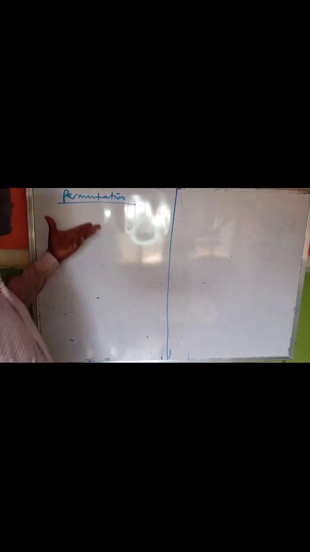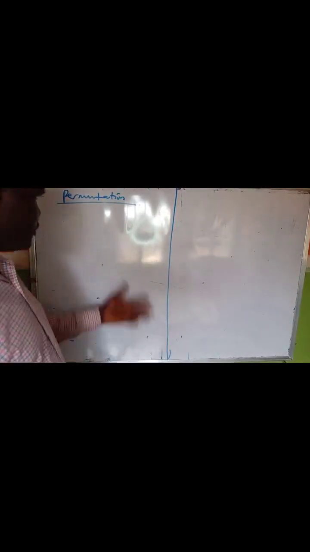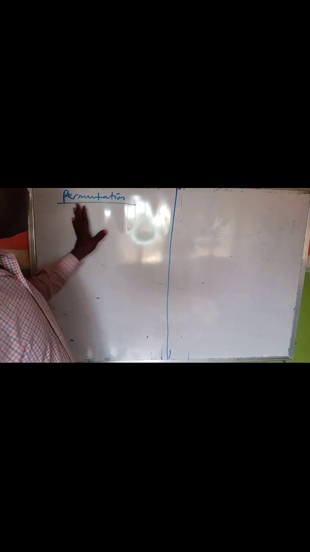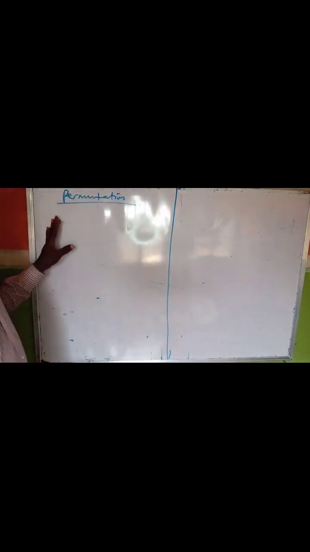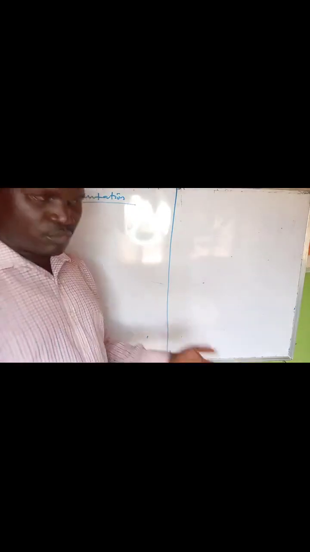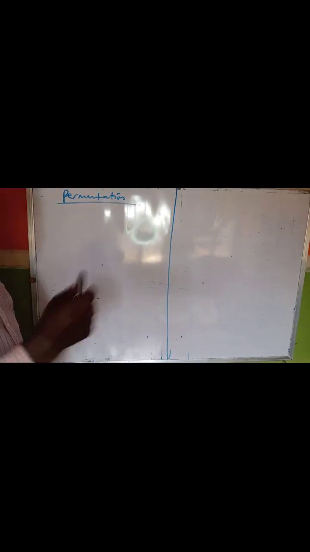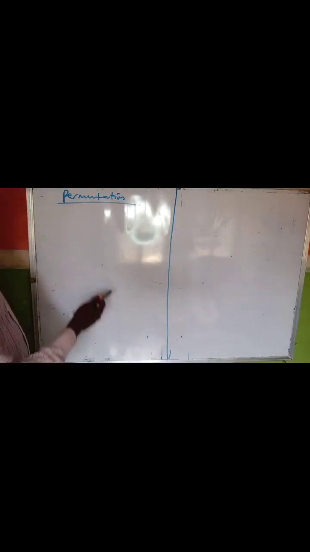Here you have a topic called permutation and combination. Permutation is talking about arrangement of numbers, and combination is talking about selections. But let's look at this one first. What is it about permutation? You're talking about arrangement of numbers or of objects.